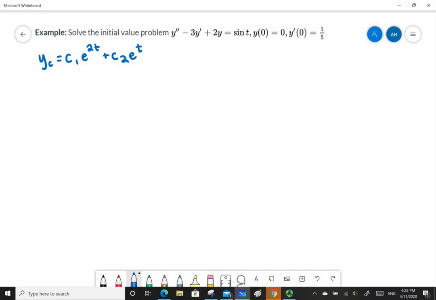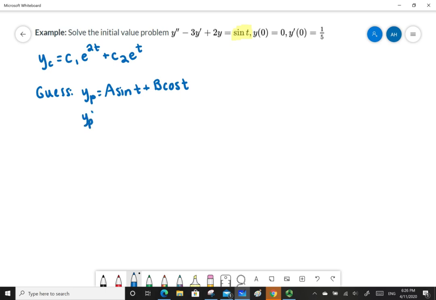You should have gotten that the complementary solution is c1 e to the 2t plus c2 e to the t. Remember, it's too early to apply the initial conditions. We can't do that until we have the full general solution. Next, we need our guess function. For this problem, the non-homogeneous term is sine of t, so our guess is yp equals a sine of t plus b cosine of t.